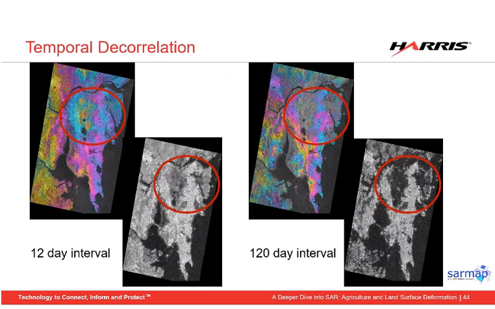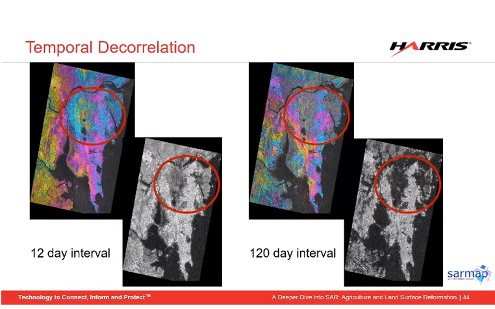Here's a view on why we set that temporal baseline maximum. Temporal decorrelation occurs between scenes when there are large changes over time. Things like construction or vegetation growth, or even just seasonal vegetation changes, can cause this decorrelation to appear.